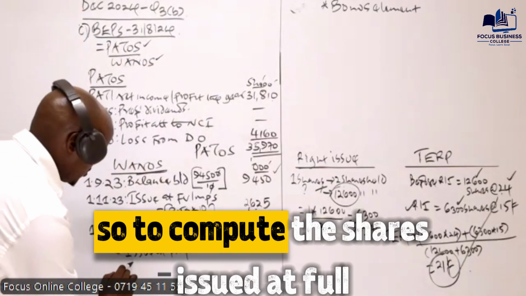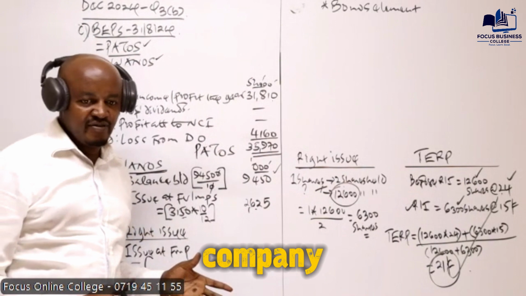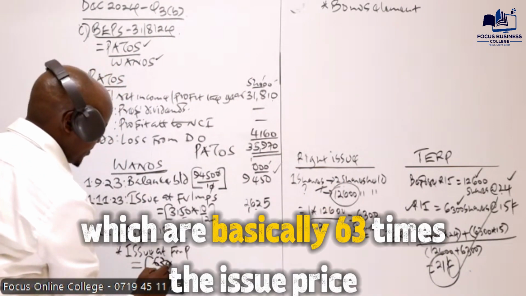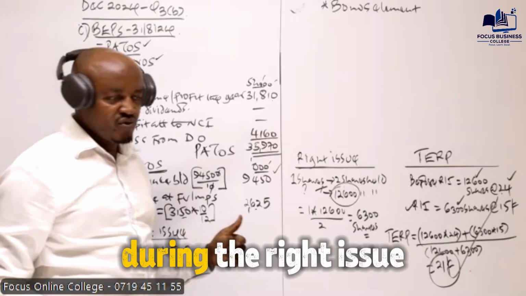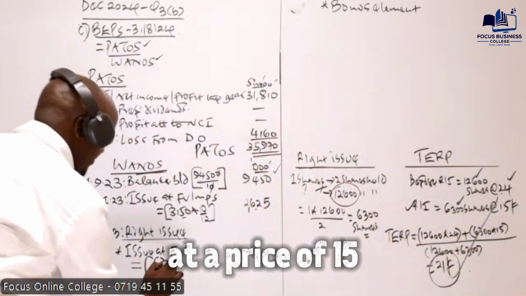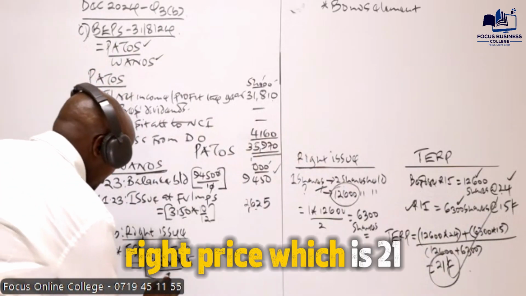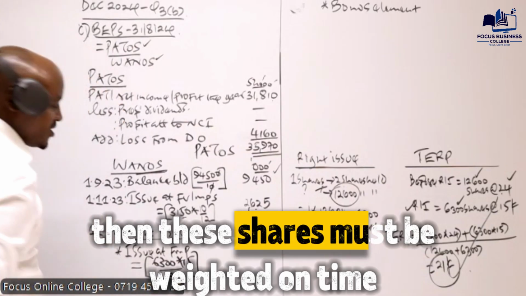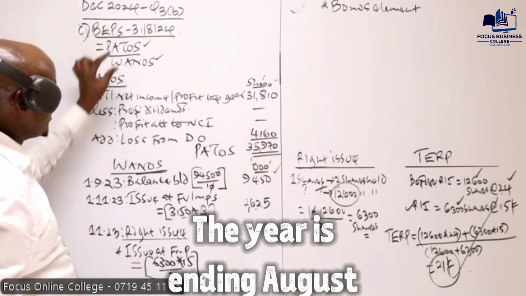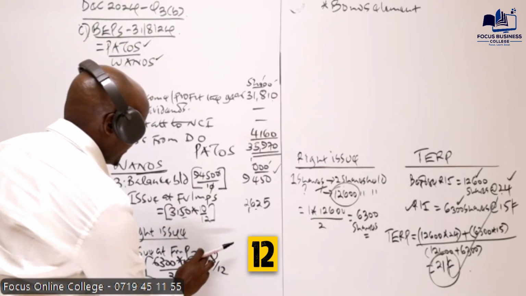To compute the shares issued at full market price, number one, compute how much amount was received by the company from the rights issue. We take the shares which were issued, 63, times the issue price. During the rights issue, the shares were issued at a price of 15, and then we divide that by the theoretical ex-rights price, which is 21. Then these shares must be weighted on a time basis. They were issued in January. The year is ending in August, so they were held for 8 months out of 12.